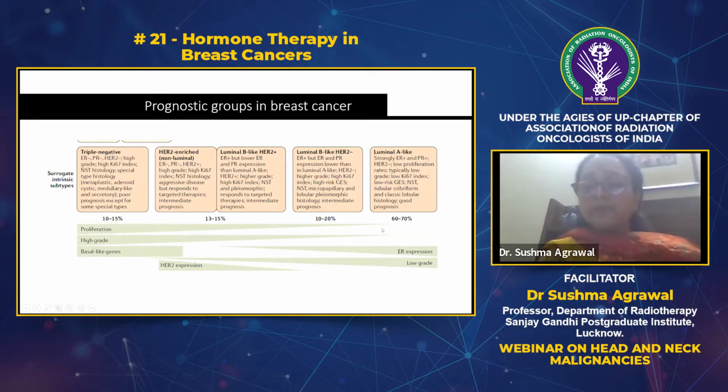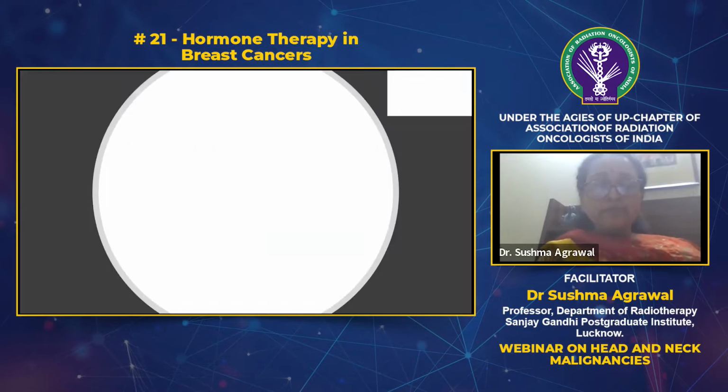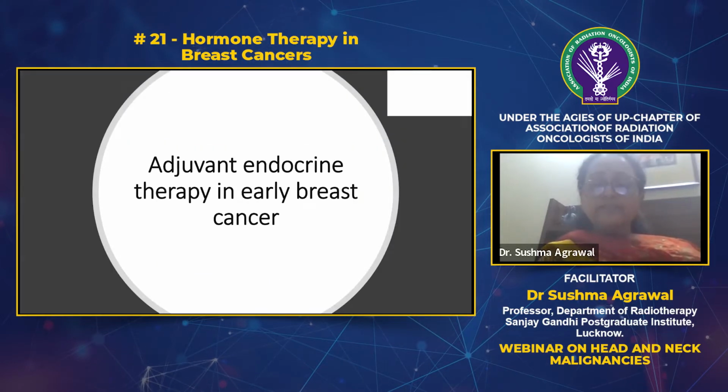You can also appreciate that luminal A comprises 60 to 70% of breast cancers in the West. Not so in India. In India, it is about 30 to 40%. We have a higher percentage of triple negative. But nevertheless, 40 to 50% is a great percentage. So we have to understand the biology and the role of endocrine therapy well. After knowing the biology, let's start with early breast cancer.